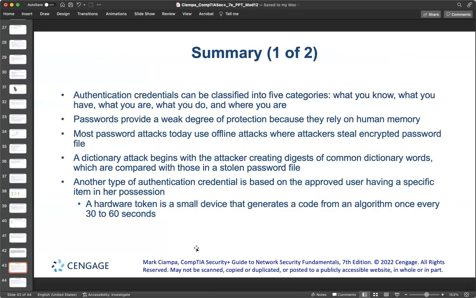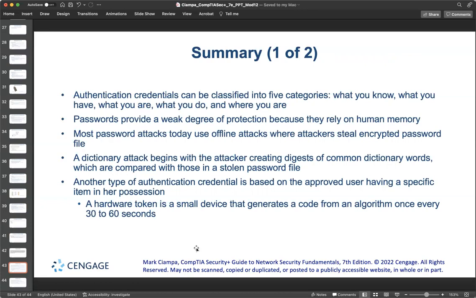Let's see what we covered in this video. Authentication credentials can be classified into 5 categories: what you know, what you have, what you are, what you do, and where you are. Passwords provide a weak degree of protection because they rely on human memory. Most password attacks today use offline attacks where attackers steal an encrypted password file. A dictionary attack begins with the attacker creating digests of common dictionary words, which are compared with those in a stolen password file.